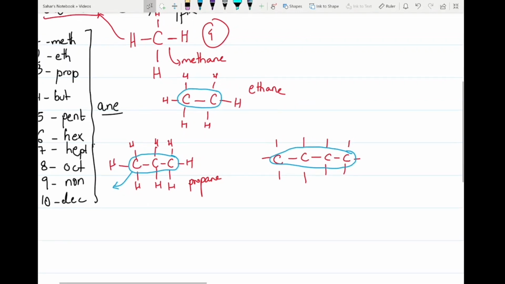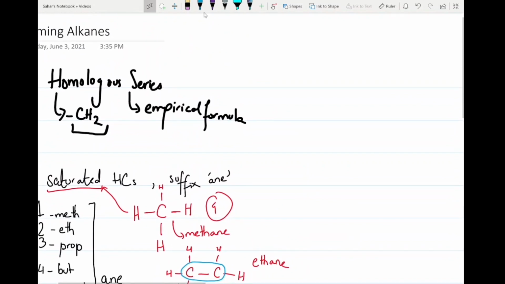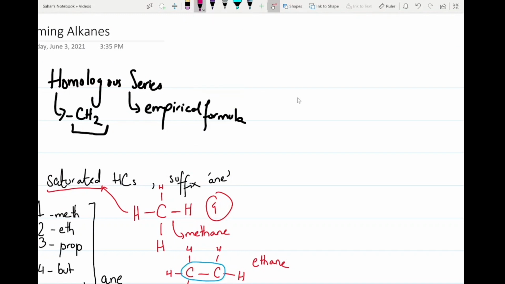Let's put our rules of naming up here. And so just to reiterate, when we're naming alkanes, or as a matter of fact, if we're naming any hydrocarbons, the first step is always to look for the parent chain. So you have to identify the parent chain.